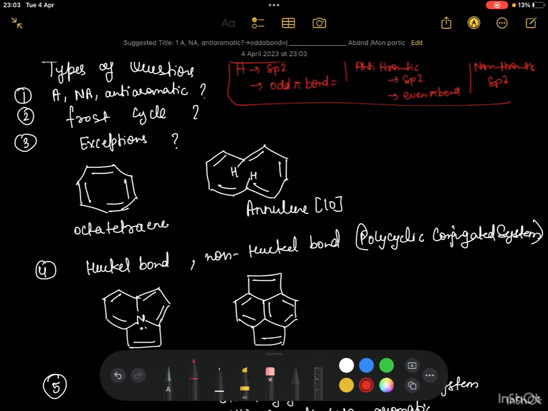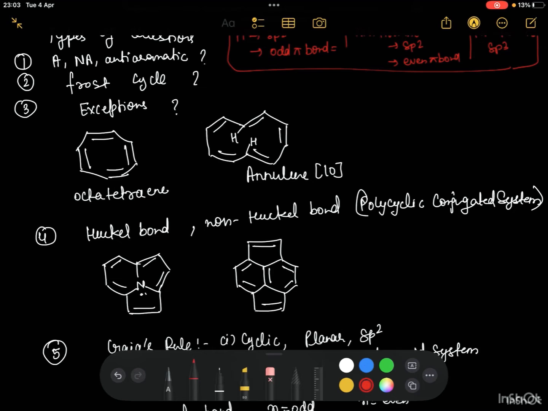So first you have to check the hybridization. If all carbons are sp2, they will go in the category of aromatic or anti-aromatic. If the compound has sp3 hybridization, then definitely it is non-aromatic. If there is an odd number of pi bonds, it is aromatic; if even, it is anti-aromatic. Second, by Frost cycle you can also find which one is more aromatic.